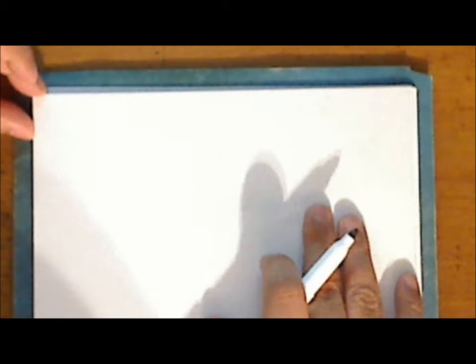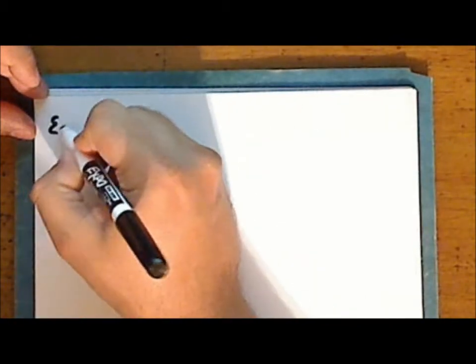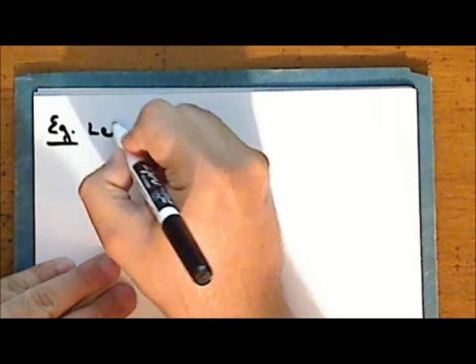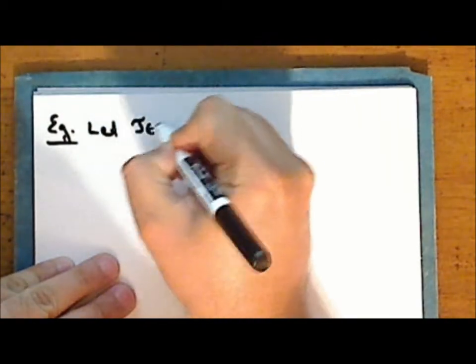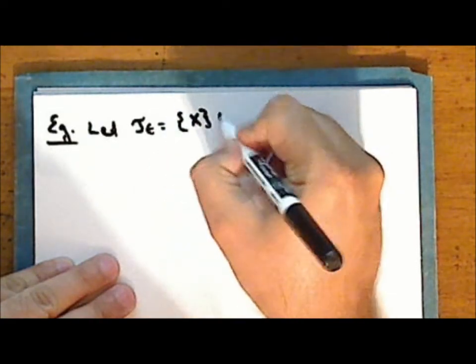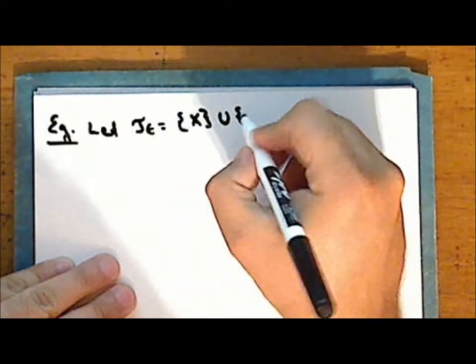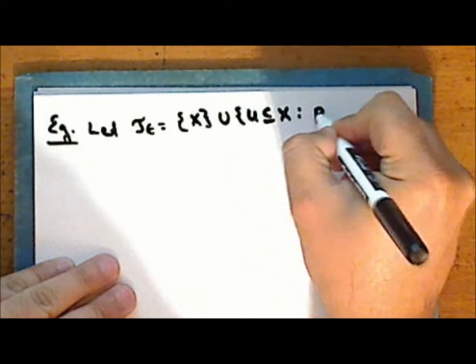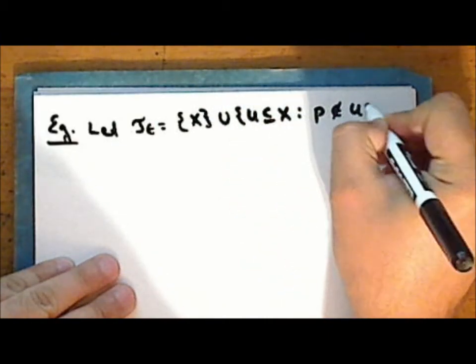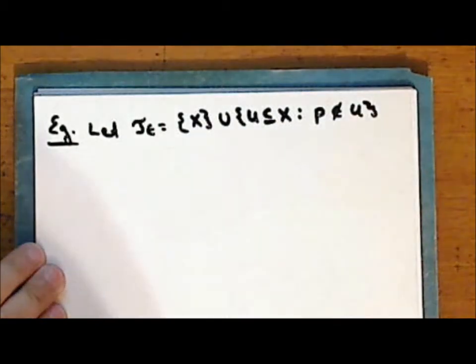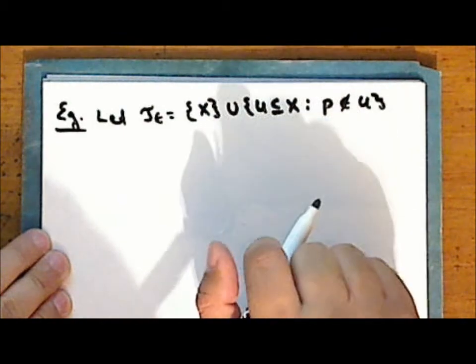Okay, so before we start new material, we'll look at one of the exercises from the previous lecture. Let tau sub e be the union of the entire set X together with all subsets of the set X such that the point P is not in the subset. Then this is the excluded point topology on the set X with P the excluded point.